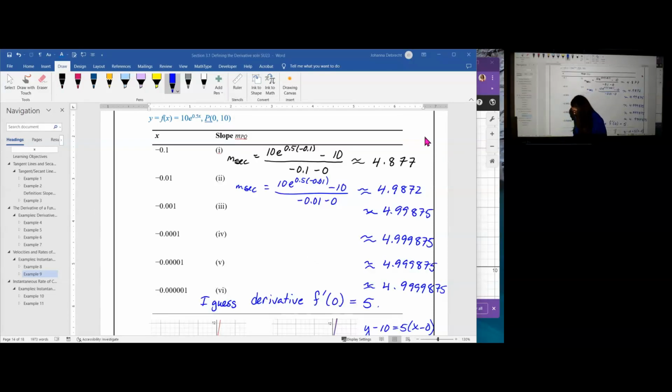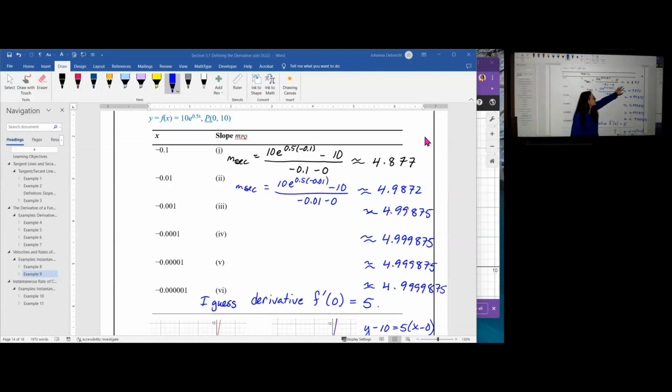Let's now look at the table of values. When I look at the table of values, what I'm computing is the slope of the secant line, not the tangent line. So I take the function 10e to the 0.5x, and I replace each x with the numbers in the far left column. Then I subtract 10, the y value at the point I'm interested in, and I divide by the difference in their x coordinates.